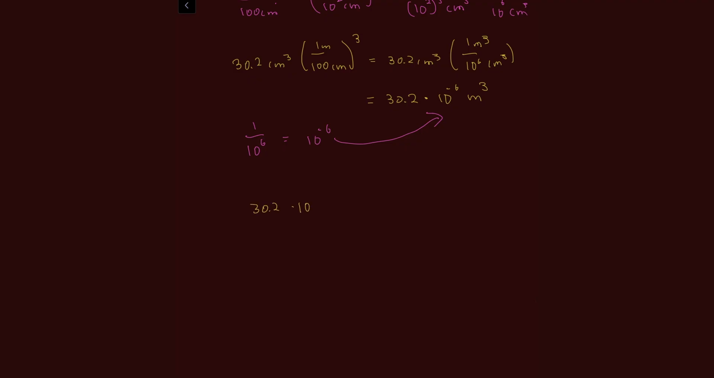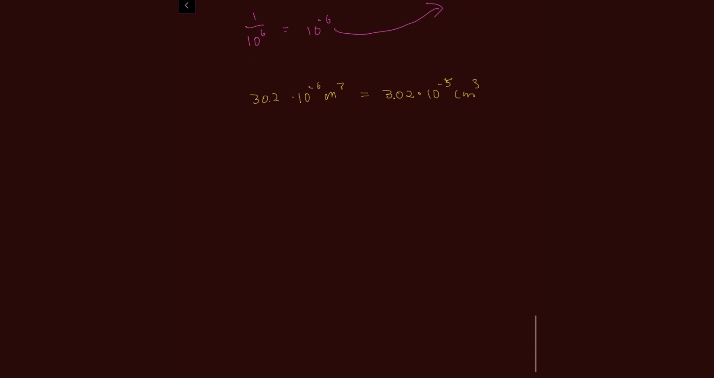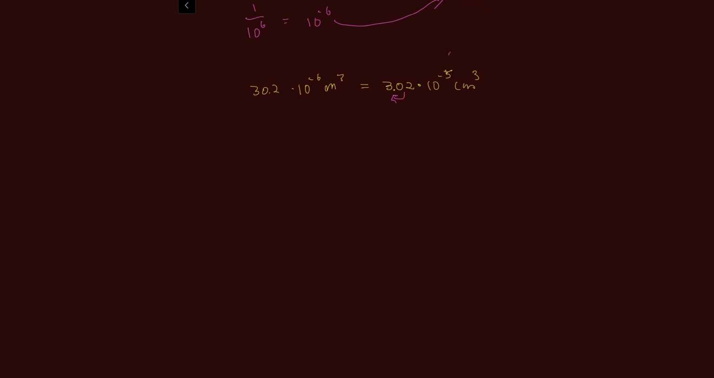So 30.2 times 10 to the negative 6 meters cubed is your final answer, but I believe the textbook phrases it a little bit differently. They use 3.02 times 10 to the negative 5 meters cubed, which is the same thing. It's just that the decimal was moved over one place already to the left. It went from here to here, and when you do that, you have to take one less value from the exponent.